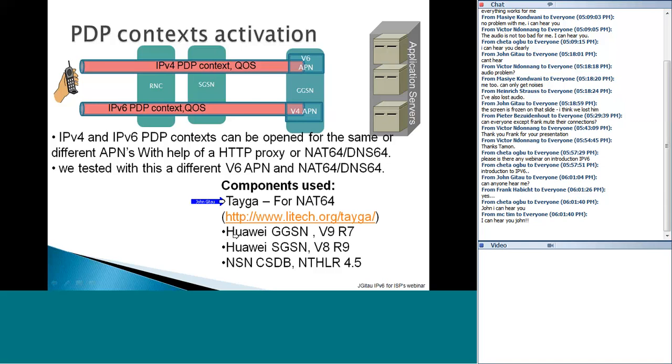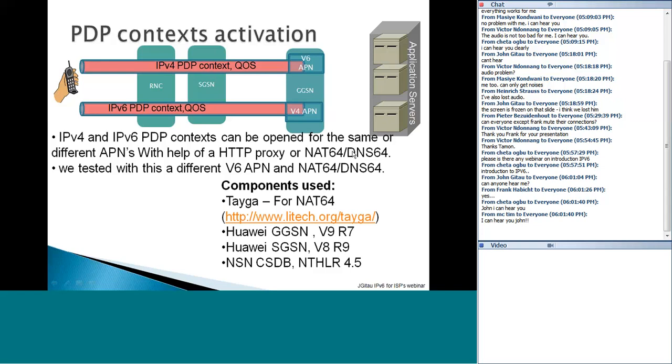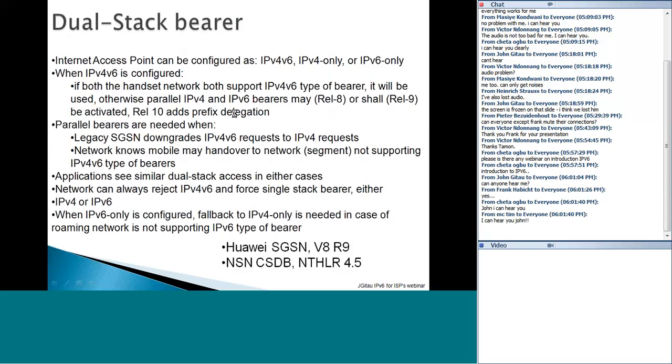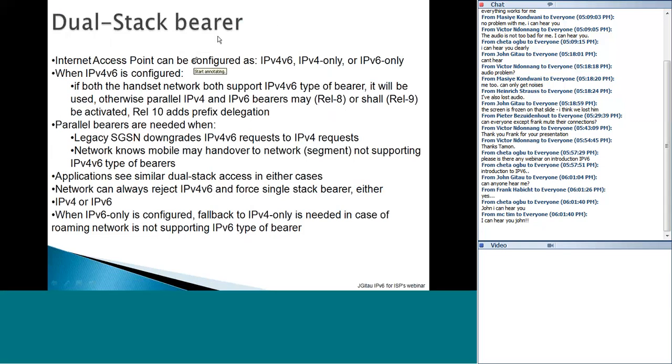This here, for the GGSN, this is what you are running, and then you have the SGSN, and the HLR was running on NSN's base code. The next thing: what does it take to activate a dual stack bearer? You just need an internet access point that can be configured as IPv4, IPv4v6, or IPv6 only.